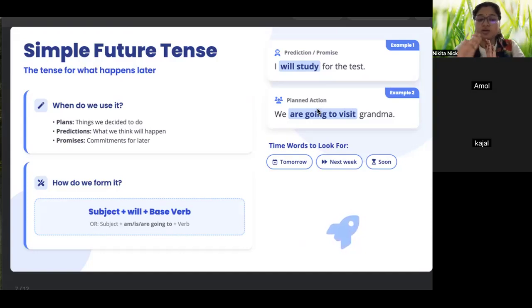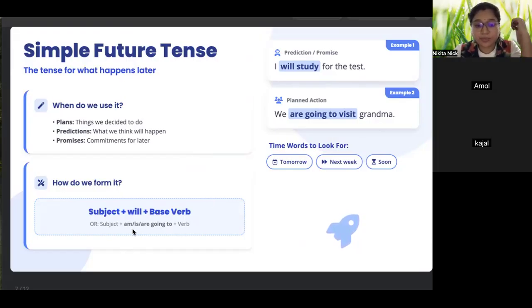Fine. Here, no compulsion. With every subject, I will use will. Okay. And only with I and we use shall. So here, subject plus will plus base verb. Base verb is nothing but V1 form. Okay, the main verb. So for example, study. So I will study. I cannot use studied. I always have to use will plus V1 form. I will study for the test.